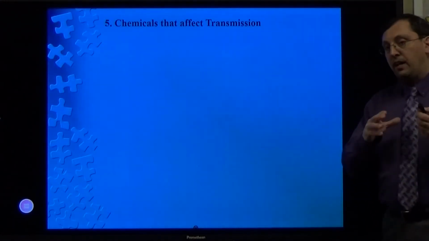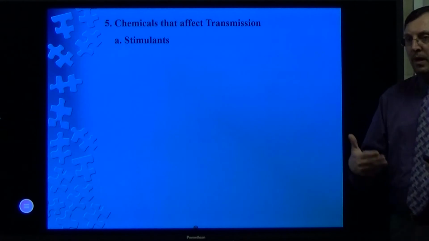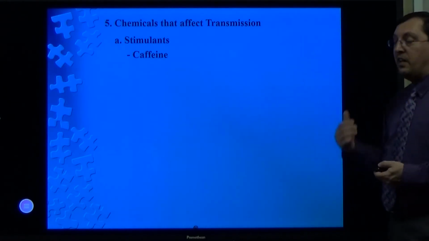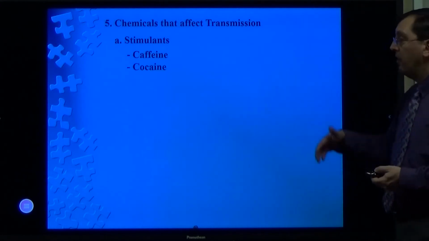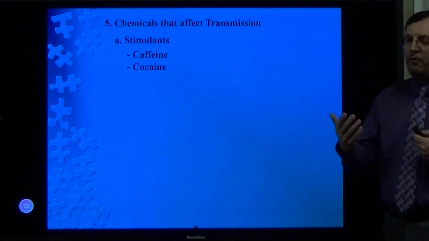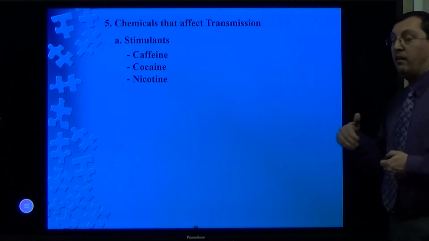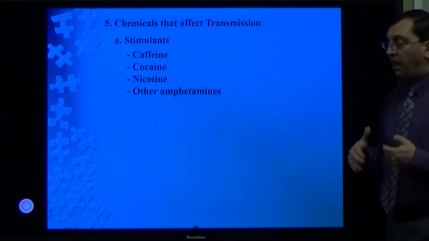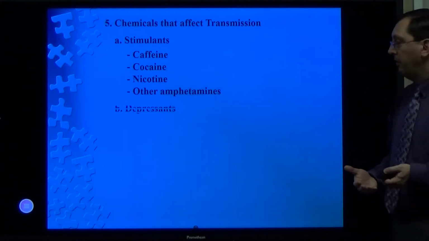The chemicals that affect the way our transmissions work fall into different categories. Stimulants, as their name implies, stimulate the nervous system and make it speed up. Caffeine is one of the most well-known ones. It makes everything speed up, go faster. Cocaine has multiple effects, but one of its primary ones is as a stimulant. Nicotine also is a stimulant. Amphetamines in general, all types of amphetamines, fall in this category of stimulants.